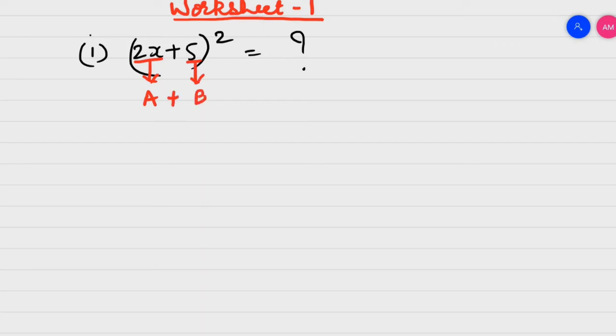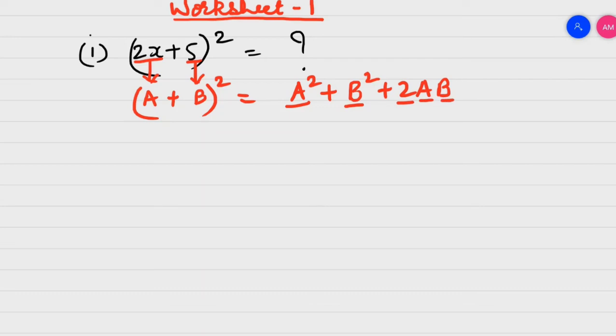Then you see this is your first identity, (A plus B) whole square. And what is (A plus B) whole square? It is A square plus B square plus 2AB. I write B square first so that you can keep it in mind: first term whole square plus second term whole square plus 2 into first term into second term.